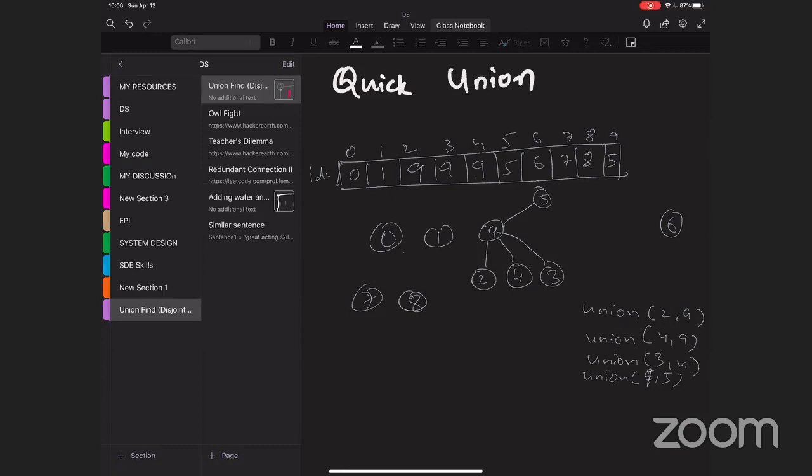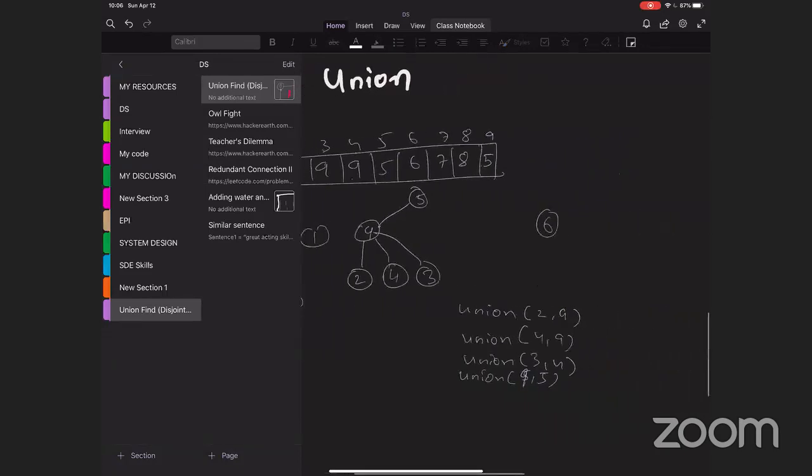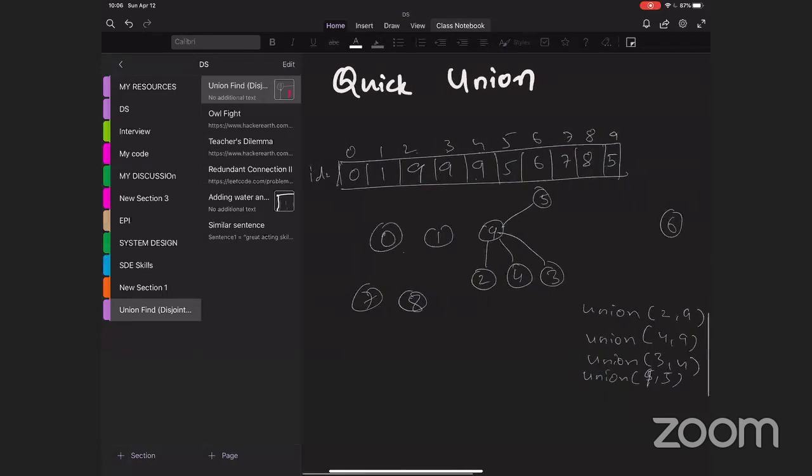So now the ID does not represent the group ID in this case. Let's understand it. Previously we were saying that ID is a group ID, but now ID is not actually the group ID. We have to maintain the count of groups separately. But previously in union, we were going through the whole array.